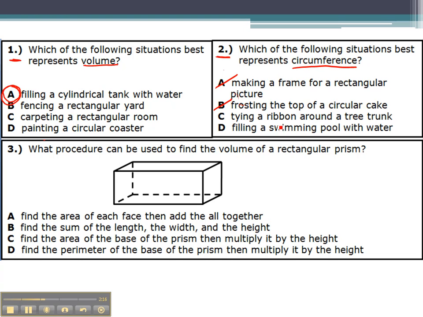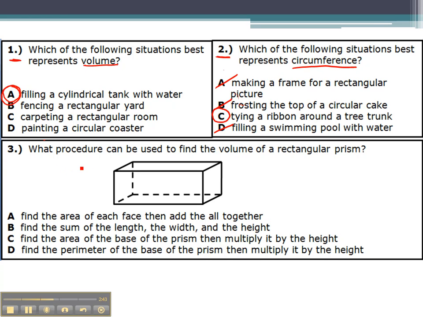Tying a ribbon around a tree trunk. A tree trunk is roughly circular, and then tying a ribbon around it, you would be talking about circumference, because you're talking about the distance around the trunk. So answer choice C is the correct answer. Filling a swimming pool with water would be like answer choice A on number one. You'd be talking about volume if you're talking about filling a cylindrical pool or any kind of pool with water. You're talking about the volume of water in that case.